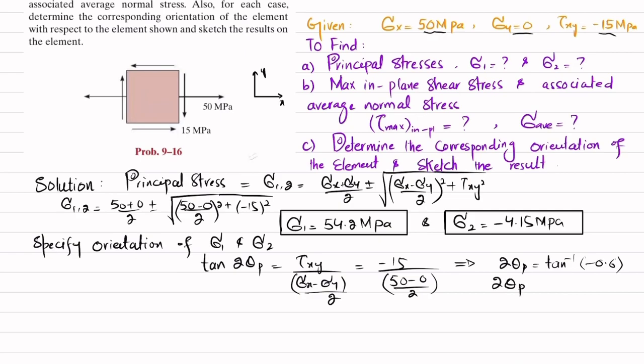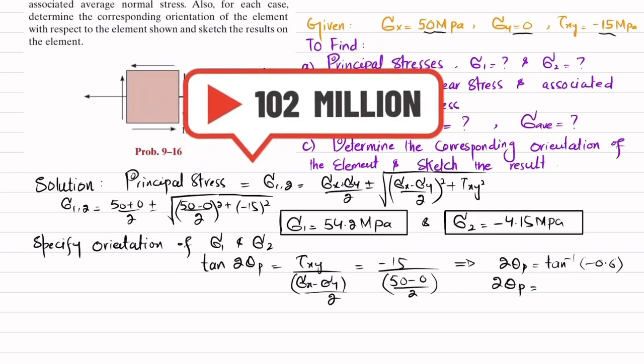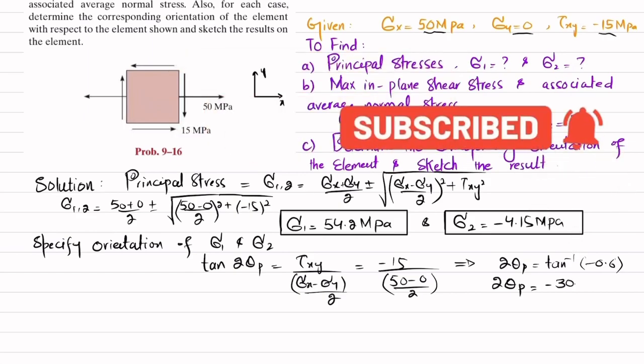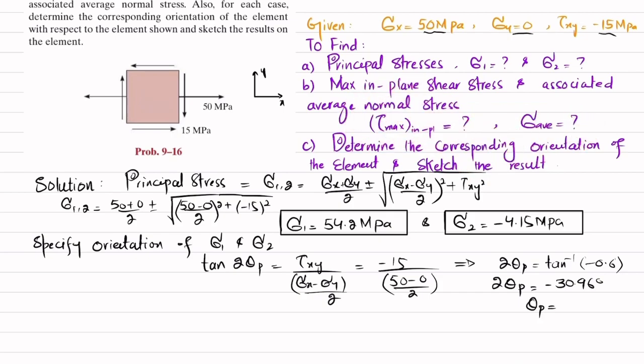and you will get 2 theta p will be equal to minus 30.96, and theta p1 will be equal to minus 15.48 degree. So this is the location of our orientation. When this element is rotated, at this rotation we will get the principal stresses.